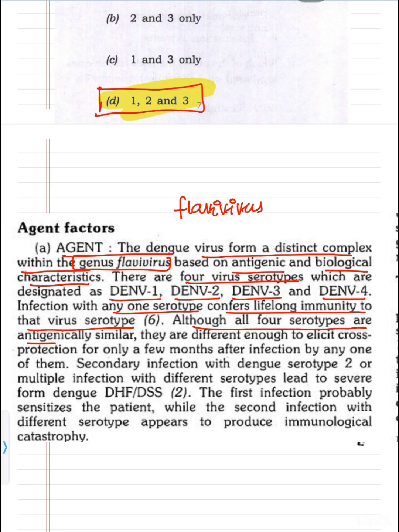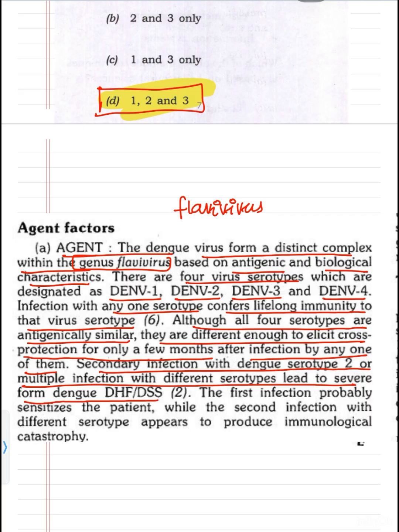Secondary infection with dengue serotype 2 or multiple infection with different serotypes leads to severe form, dengue hemorrhagic fever or dengue shock syndrome. The first infection probably sensitized the patient, while the second infection with a different serotype appears to produce immunological catastrophe. So this is about the serotype.